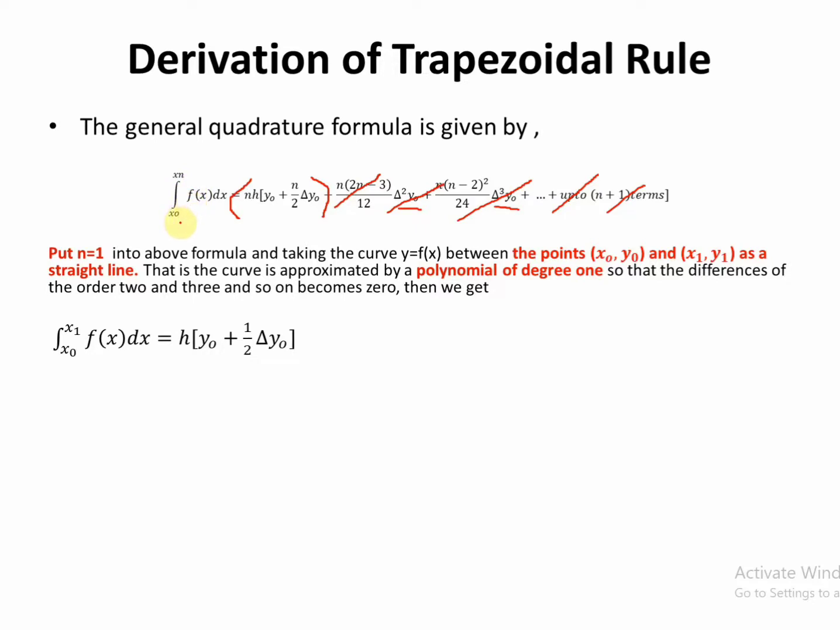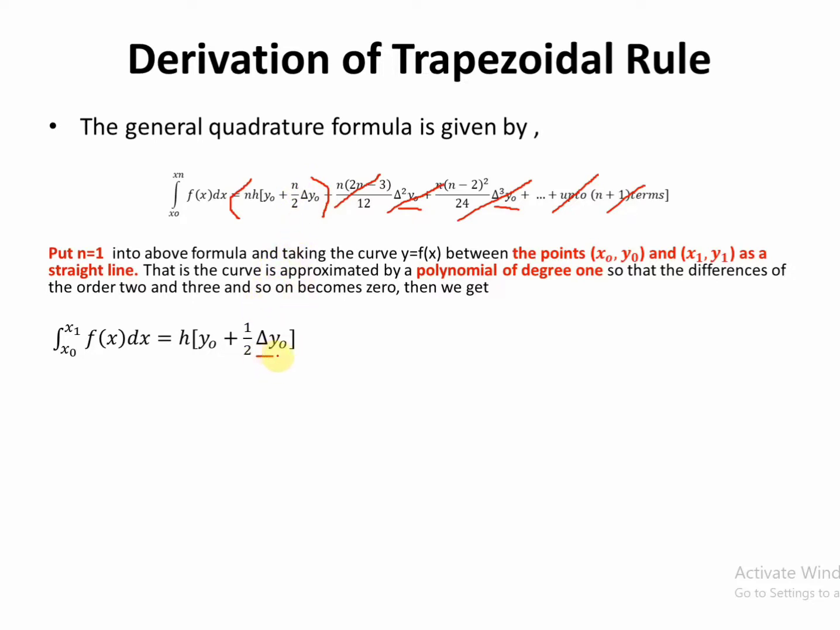So this is the x0 to x1. You can see here the integral from x0 to x1 of f of x dx. Now n is equal to 1, so this is the h, and y0 plus 1 by 2, here n is equal to 1, and delta y0.